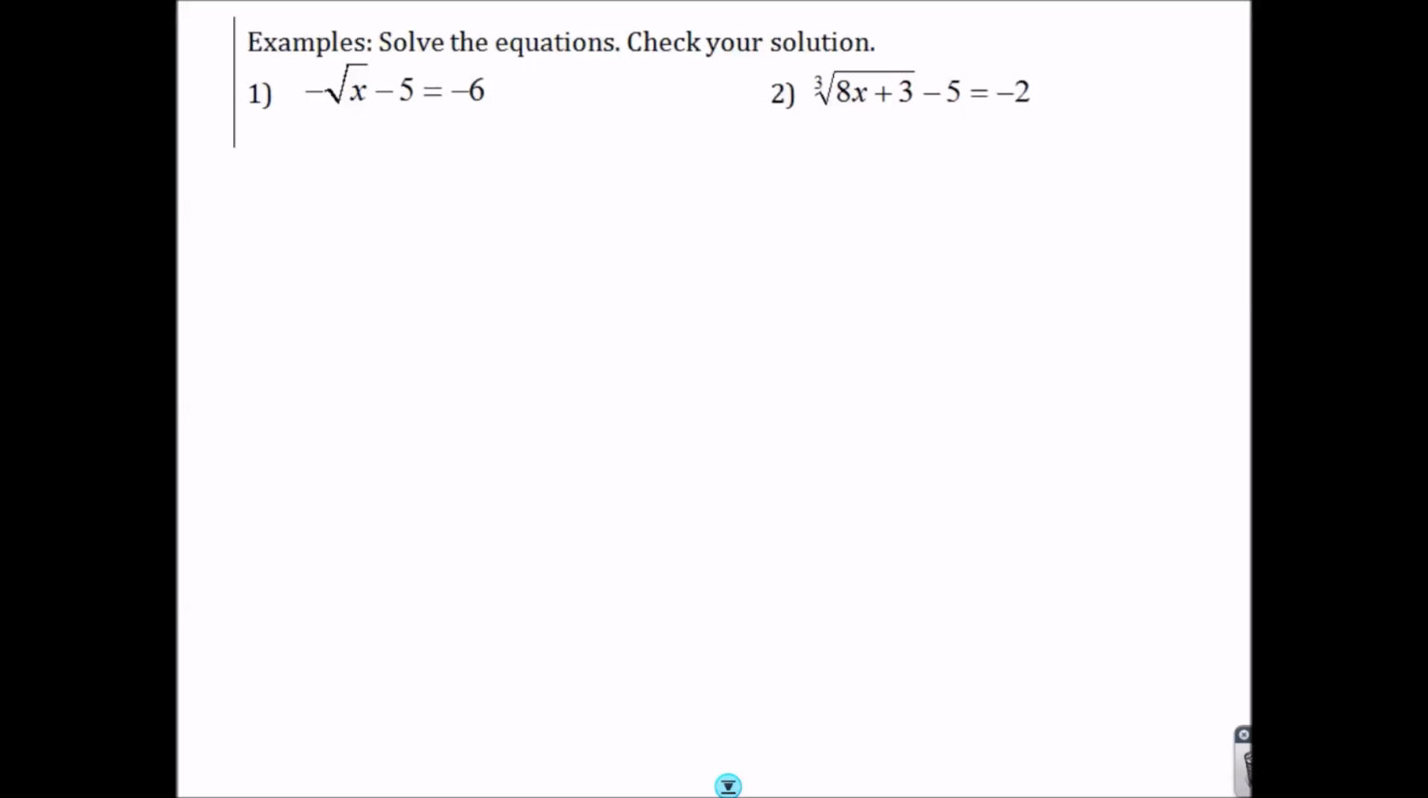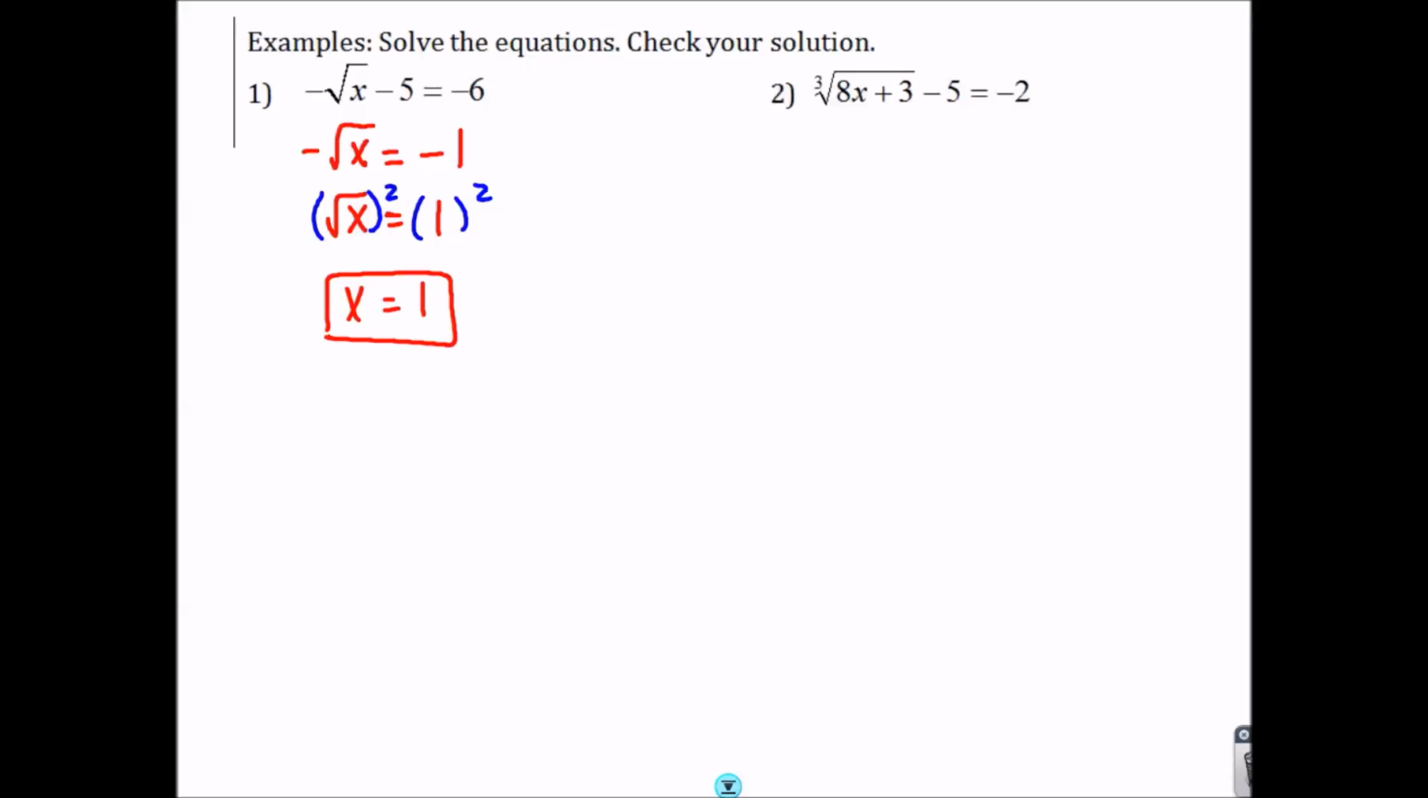So in this first example, we have negative square root of x minus 5 equals negative 6. So we need to isolate the radical first. So I'm going to add 5 to both sides. Then I'm going to divide both sides by negative 1. Then, since we have a square root, I'm going to square both sides, and I end up with x equals 1.